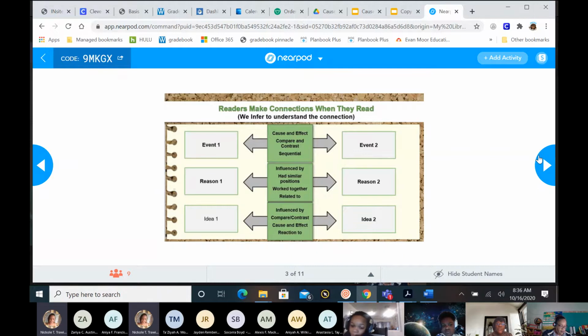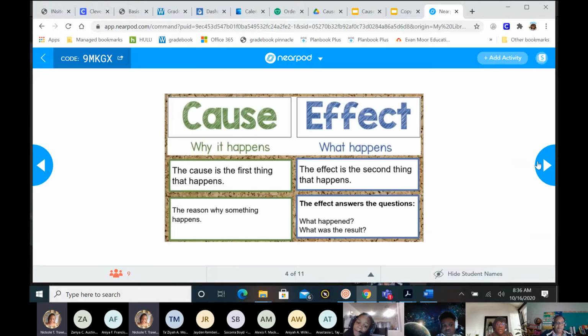Okay, so we can go along to the next slide. It says a cause is why it happens, and the effect is what happened. We know that the cause is the first thing that happens, and the effect is the second thing that happened. The cause is the reason why something happened, and the effect answers the question, what happened and what was the result?